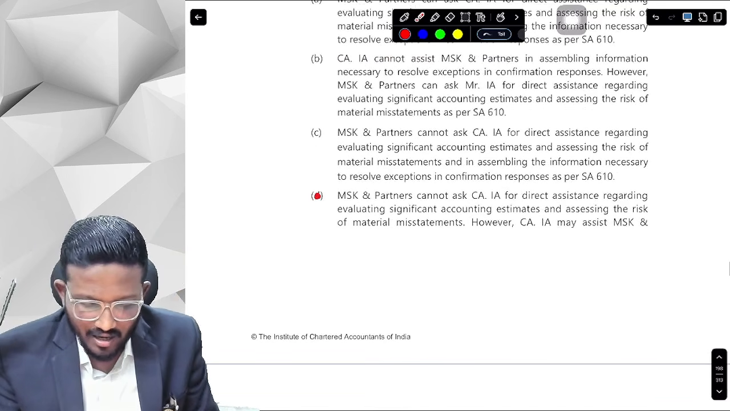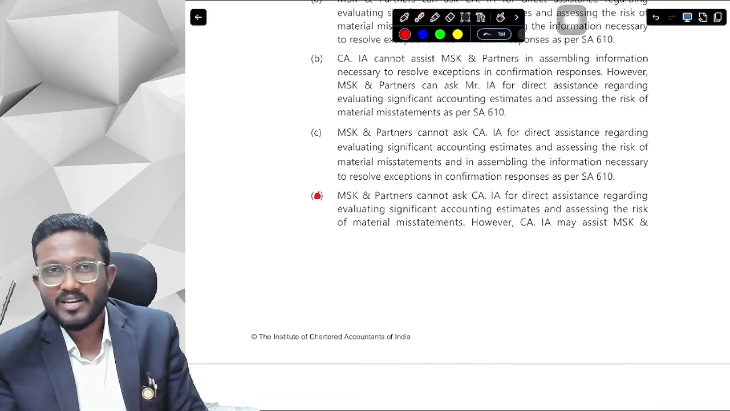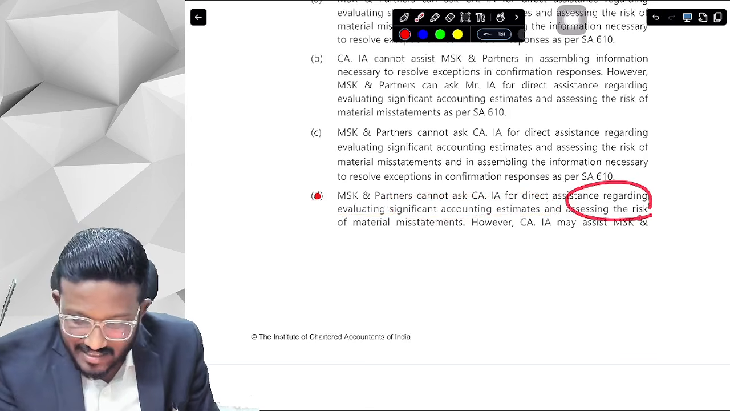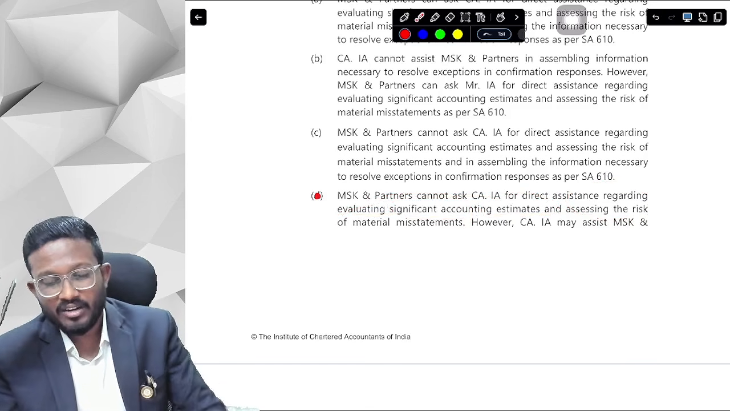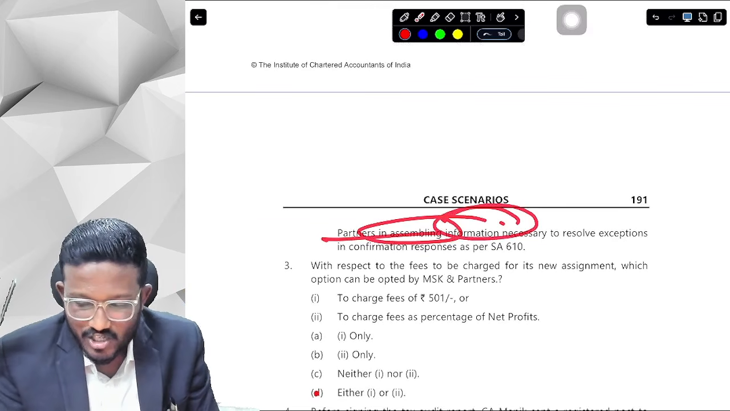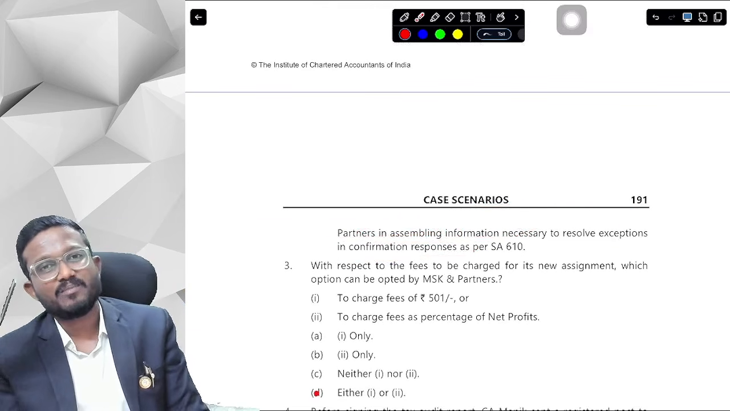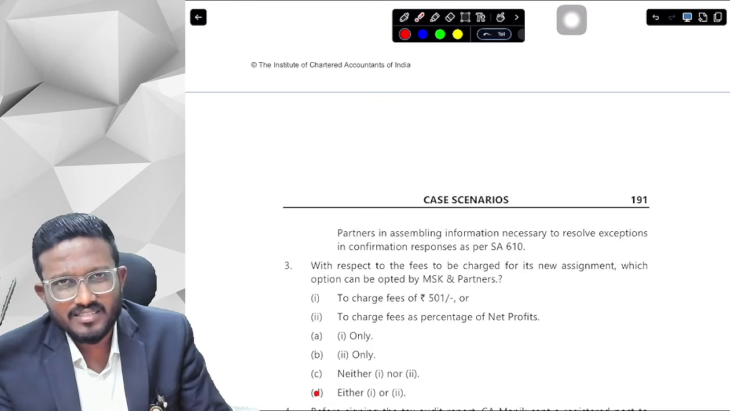First of all, regarding evaluating significant accounting estimates, no sir, we have to do it ourselves, so we cannot ask for direct assistance. Secondly, for assessing the risk of material misstatement, no sir, we have to do it ourselves, we cannot ask the internal auditor. But the internal auditor can assist the partner in assembling the information necessary to resolve exceptions in confirmation responses. For just assembling the information, for clerical work, we can use internal auditors, that is of no doubt.